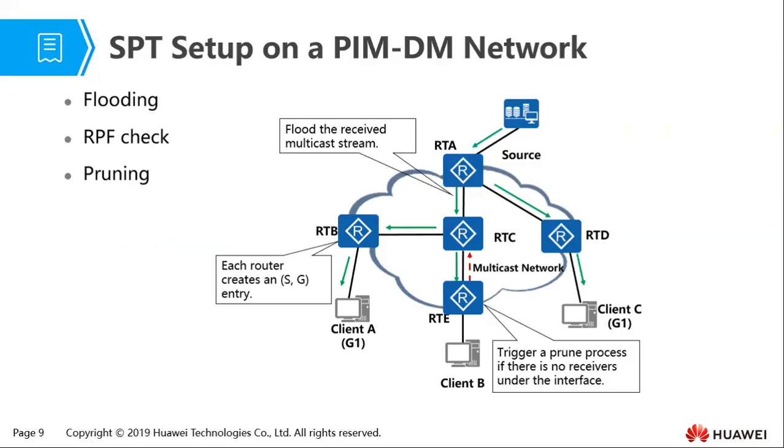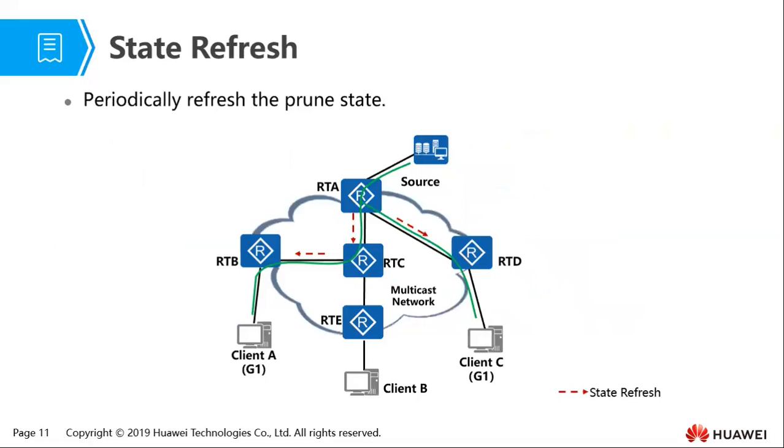So the solution to that flood prune process is what we call the state refresh. The state refresh prevents a waste of network resources caused by the periodic flood prune process that recurs after every 3 minutes. In the state refresh procedure, the router that is interconnecting the source of the multicast packet periodically sends the state refresh message. This state refresh message resets the prune timer on all the routers.